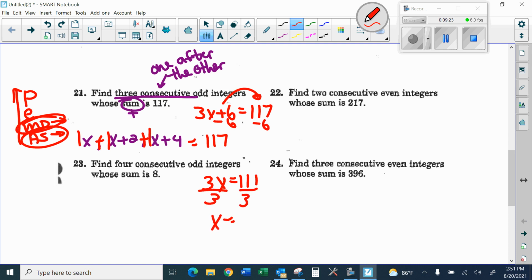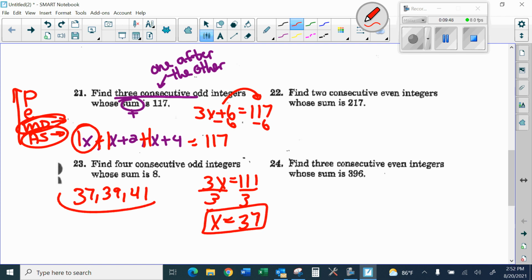And I get x equals, 3 goes in 11 3 times, the remainder of 2. Bring down the 1, 21. 3 goes in 21 7 times. Mental math. Okay, so the answer of x is 37, but it says find 3 consecutive odds. So I have to name all 3. The first one is x, 37. The next one is plus 2, 39. And the next one is plus 2 more for 41. Those are my 3 numbers, 37, 39, 41.